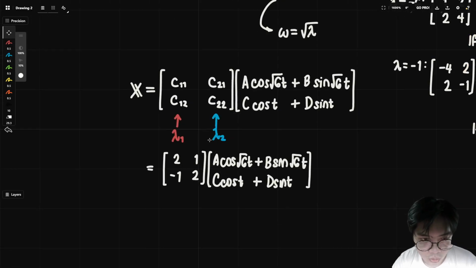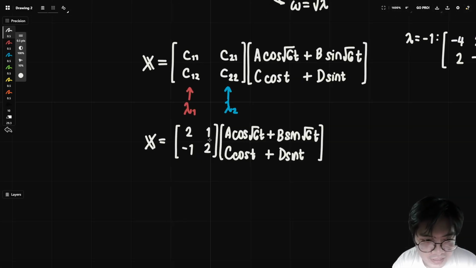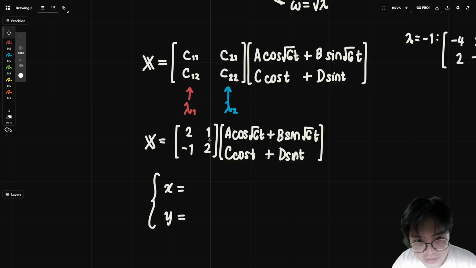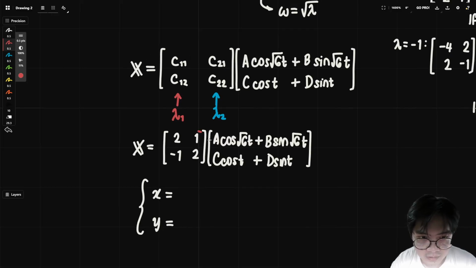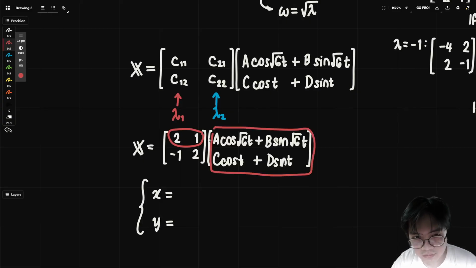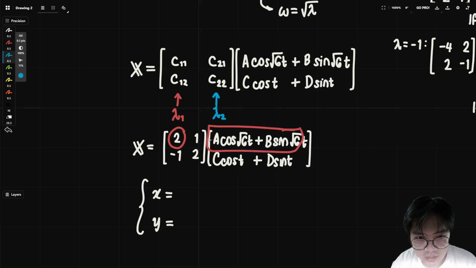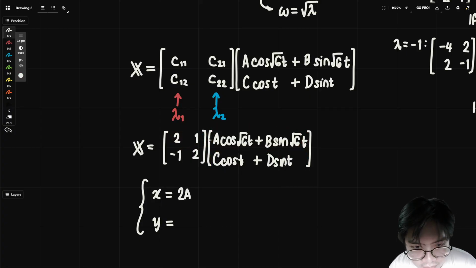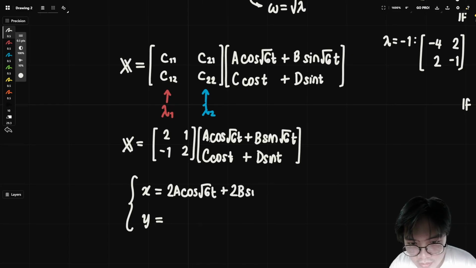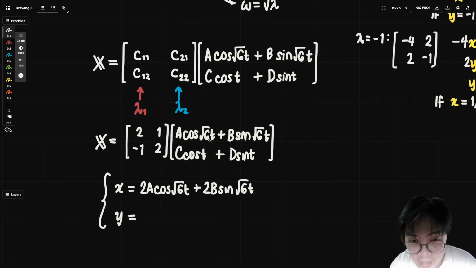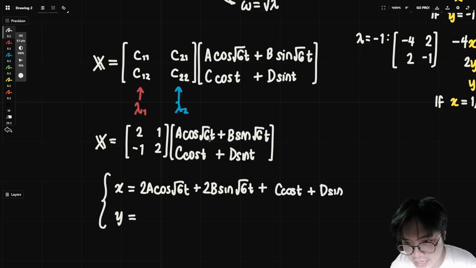And so, how are we going to rewrite this in terms of our x and y? Kasi yun naman talaga yung kailangan natin. We can just matrix multiply this one, and then this one. Kumbaga, 2 times everything. 2 times this, and then 1 times this. Okay? So we will have 2a cos square root of 60, plus 2b sine square root of 60, plus c cos t, plus d sine t.